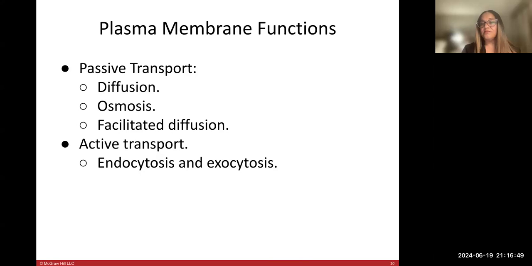So functions, transport. There's passive transport: diffusion, osmosis, and facilitated diffusion. There are three types of passive transport. Passive means does not use energy. And then there's active transport, where the cell has to use energy to actively pump things across. Exocytosis and endocytosis are two processes that are considered active transport.